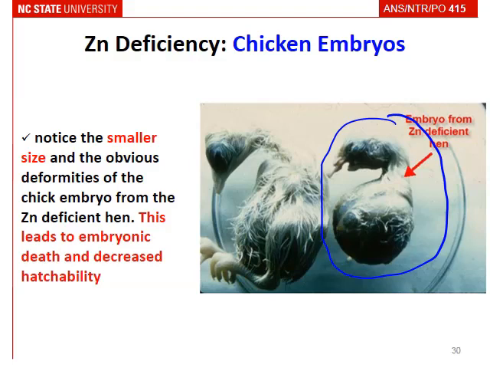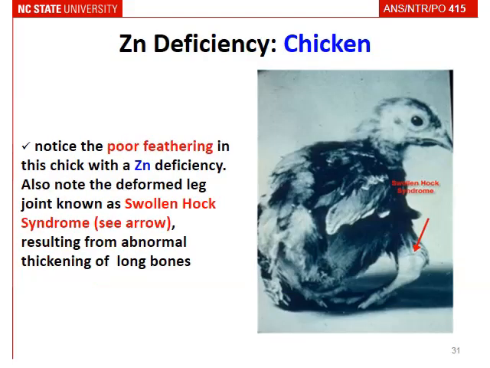And therefore, this embryo is not viable, and it will end up dying. If it does survive, it's going to have decreased hatchability, and it's not going to survive very long past hatching. So here we have a chick. It has very poor feathering due to zinc deficiency, and it also has a deformed hock joint here.